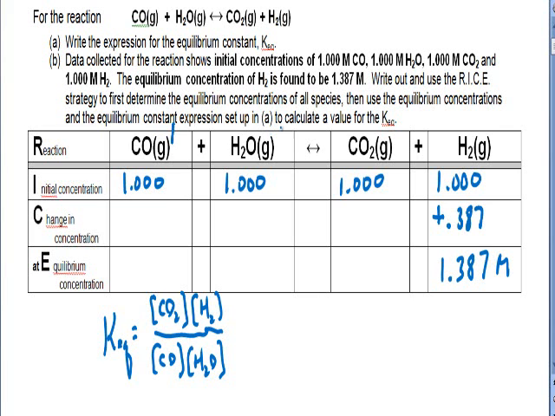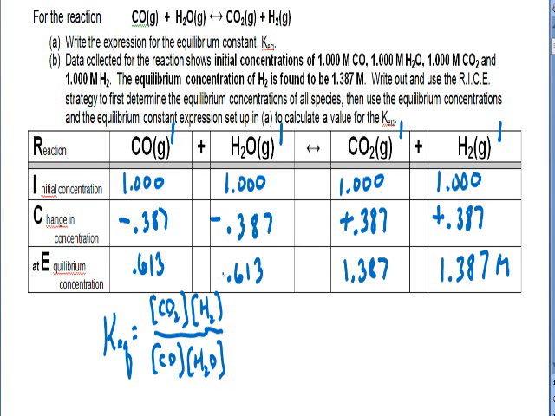We can see we have a 1 to 1 to 1 to 1 ratio in our balanced equation. So if the H2 went up by 0.387, the CO2, the other product, also had to go up by 0.387 molar. Whereas each one of our reactants had to go down by 0.387 molar, since this is in a 1 to 1 to 1 to 1 ratio. This allows us to get the equilibrium concentration for all chemicals involved.